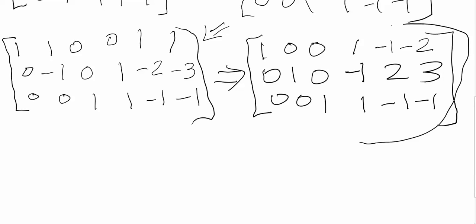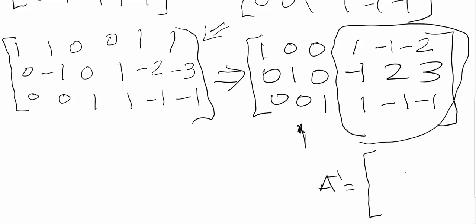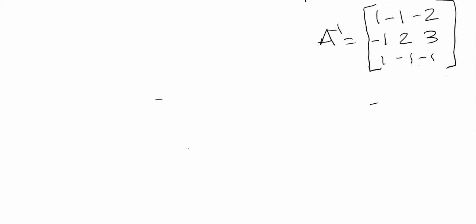This is our inverse matrix, and I know that because this is our identity matrix. So I can say that A inverse is equal to 1, minus 1, minus 2, minus 1, 2, 3, 1, minus 1, minus 1. And if I'd like to check that, what I can do is take the original matrix A and multiply it by our inverse that we just found, and make sure we get the identity matrix.